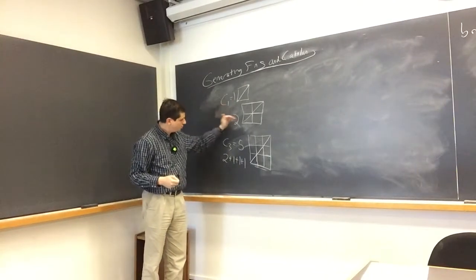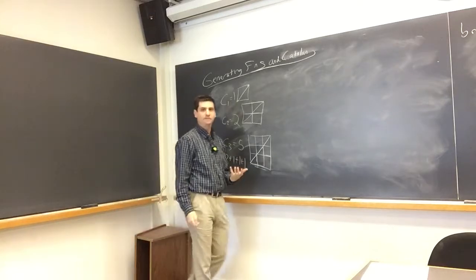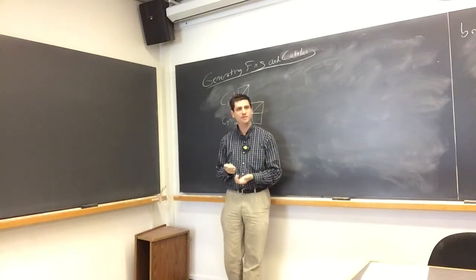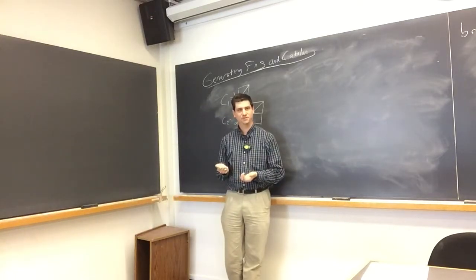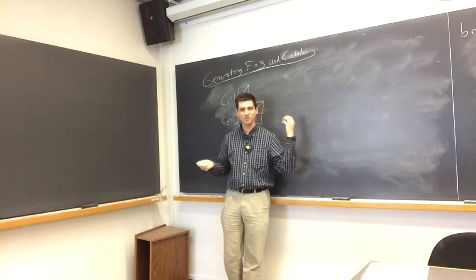So we have 1, 2, 5. We could do more and more and more. It starts to get more and more painful. What should we do once we have the sequence? What should we do once we have a sequence of integer values?